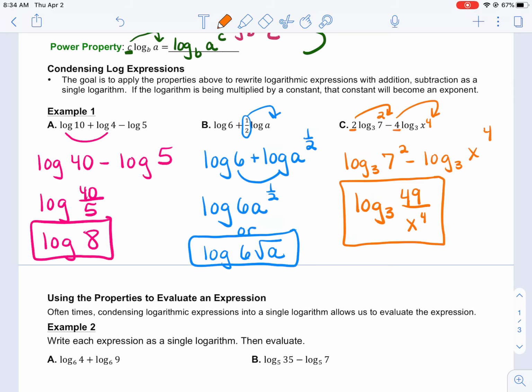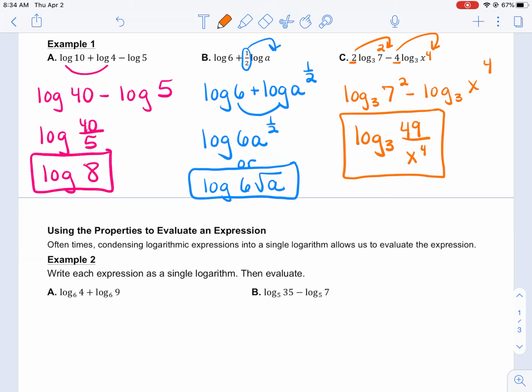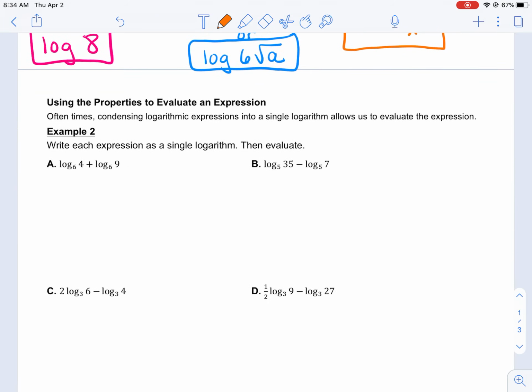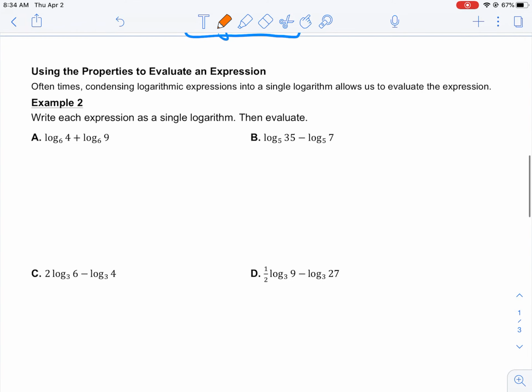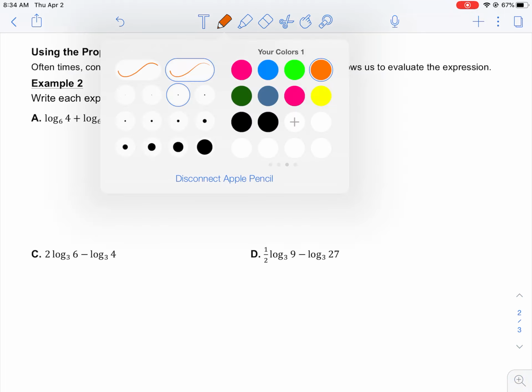Okay. Now, condensing logs can be very useful because it oftentimes allows us to simplify a log that otherwise cannot be simplified. So in the next set of problems, we're going to use properties to condense our logs, and then we're going to evaluate using our conversion into exponential form. First we're going to write them as single logs, then we're going to evaluate. And you're going to notice these are all numerical logs. We don't have any variables.